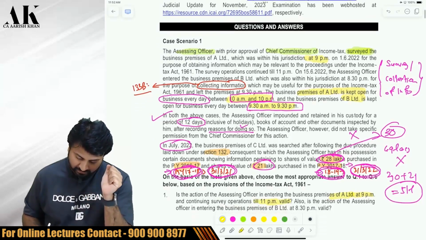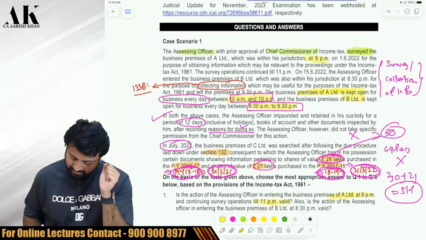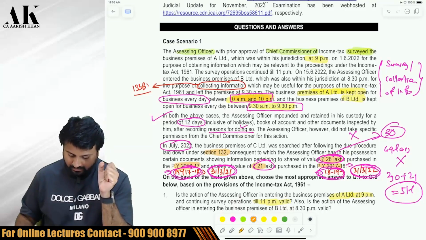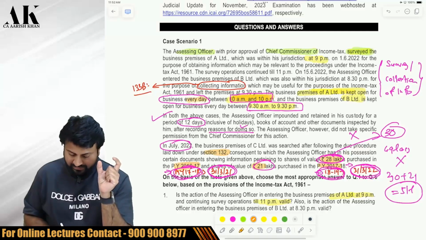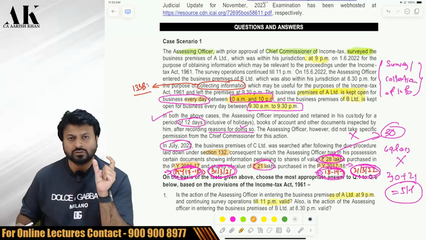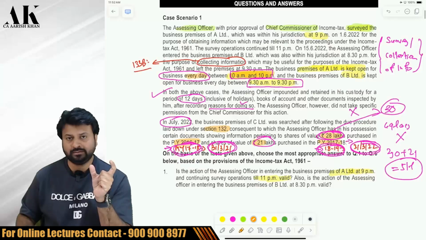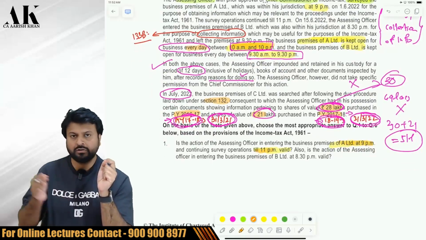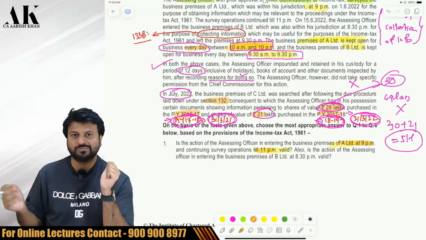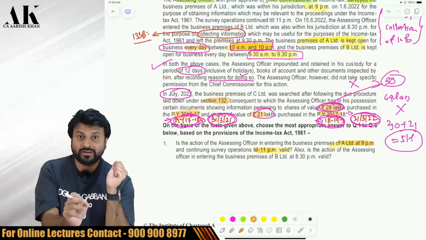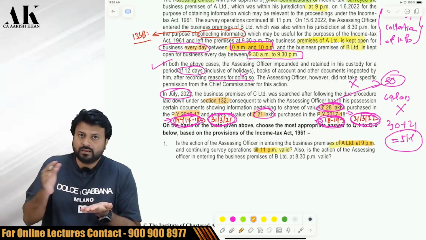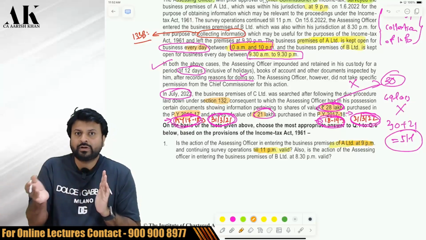Now what is your business hours? As you can see over here, the business hours of A Limited is 10 a.m. to 10 p.m. This is the business hours and it is all 7 days, every day. So AO is entering well within this time. Therefore, it is valid for AO to enter at 9 p.m. and he can continue the operations in the entire night also, because the time limit is of entering, not of exit. So if the business hours is 10 a.m. to 10 p.m., AO can enter any time before 10 p.m.